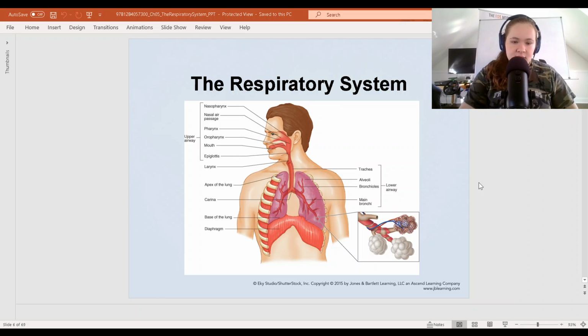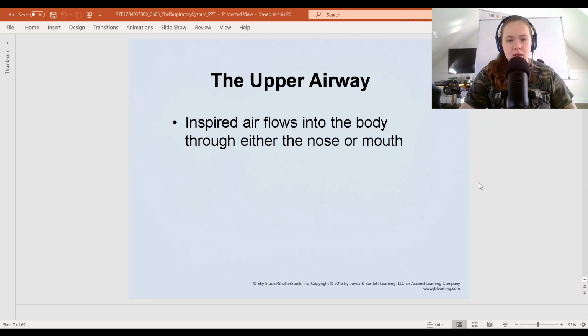Your larynx, the apex of the lung, carina, base of the lung, the diaphragm, the trachea, alveoli, bronchioles, and the main bronchi are all the lower airway. In the upper airway, we will be dissecting each and every part and then describing how they function. The upper airway inspires air. Inspired air flows into the body through either the nose or the mouth.